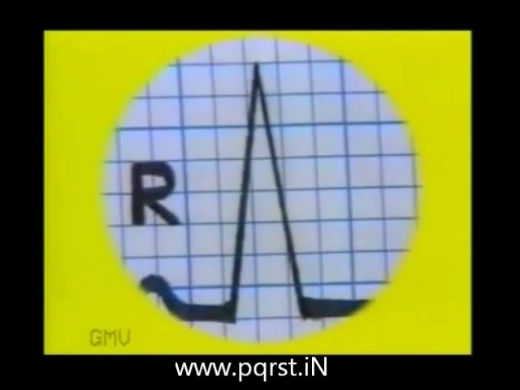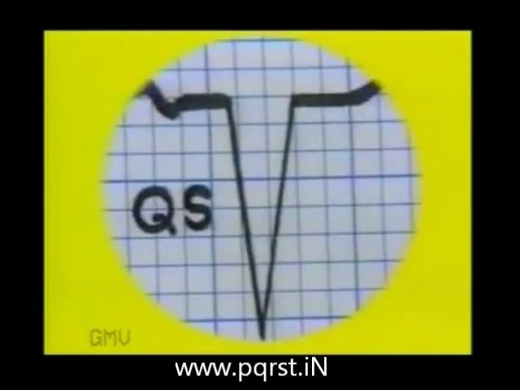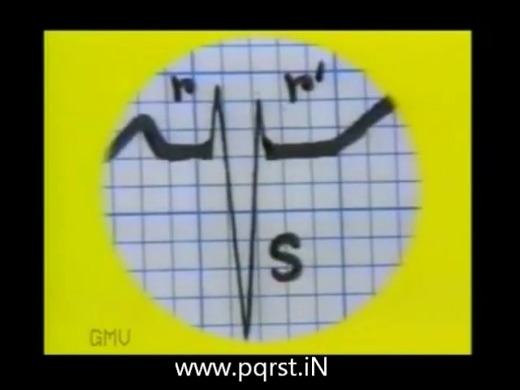This is an R pattern with no Q wave, no S wave. In this complex we see a small Q wave, a tall R wave and a small S wave, a QRS complex. And in this complex there is only a downward deflection, no R wave. We do not know whether it is a Q wave or an S wave, so it is termed as QS complex. This is an RSR dash with a deep S wave.